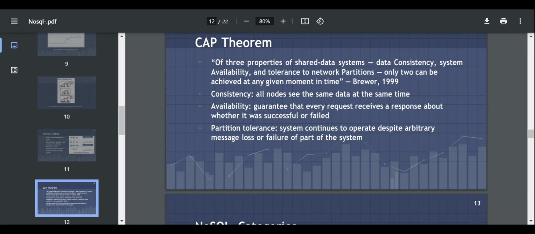Consistency: all nodes see the same data at the same time. Availability: a guarantee that every request receives a response about whether it was successful or failed. Partition tolerance: the system continues to operate despite arbitrary message loss or failure of part of the system.